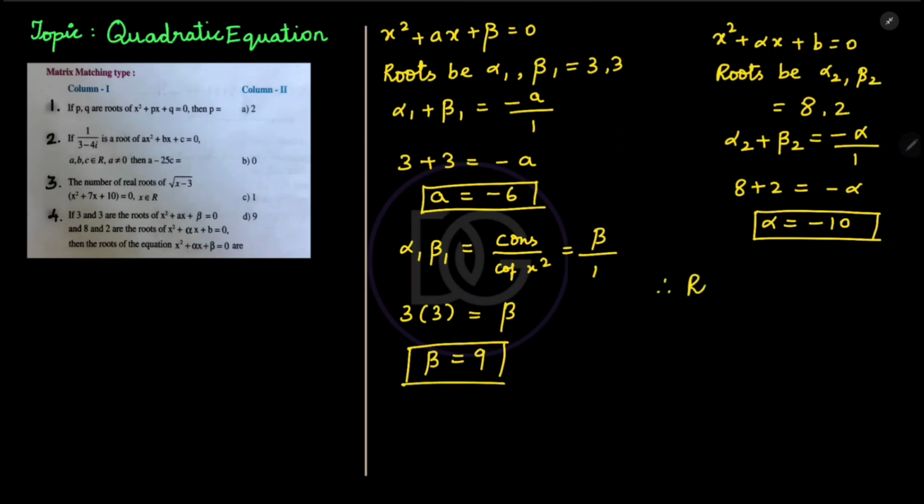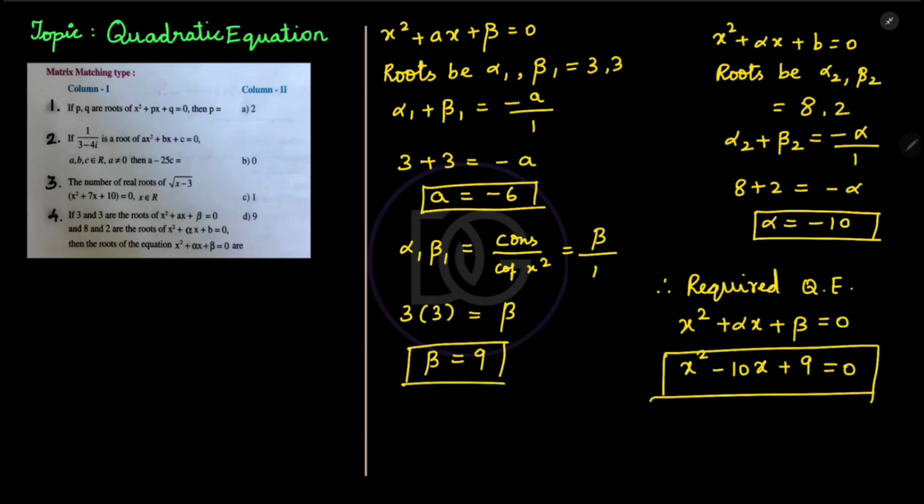So therefore the required quadratic equation, that is x square plus alpha x plus beta equal to 0. Substitute the values here. X square, the value of alpha is minus 10, so minus 10x, plus the value of beta, which is 9, equal to 0. After finding this equation, they want the roots of this equation. So we need to find the roots by the factorization method. That is, the product value is plus 9 and the sum value is minus 10. Just segregate these two.